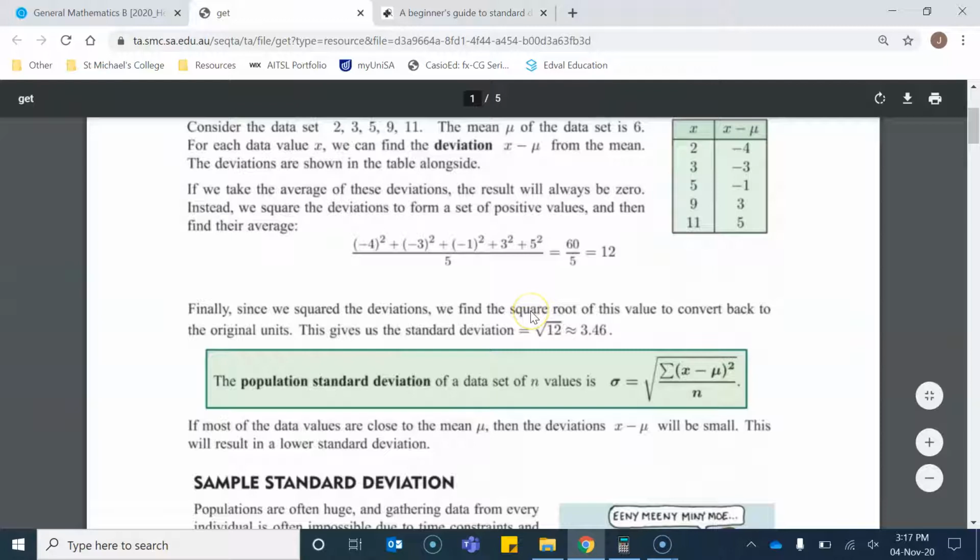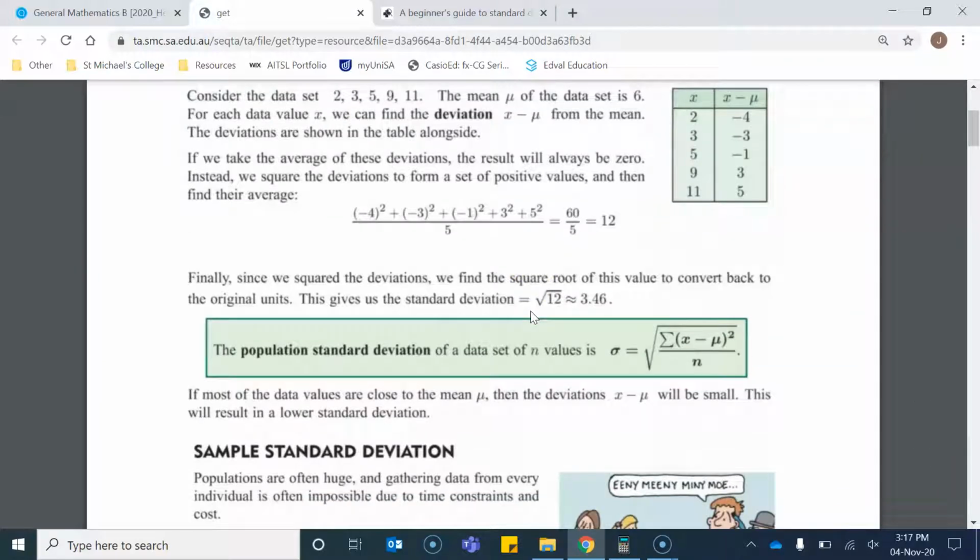So if we were to calculate the population standard deviation, we can use this formula here. So sigma is equal to the square root of the sum of, so this is saying the sum of. Now mu, remember, is the mean value, and x is our value. So we're trying to see how far our value deviates away from the mean.